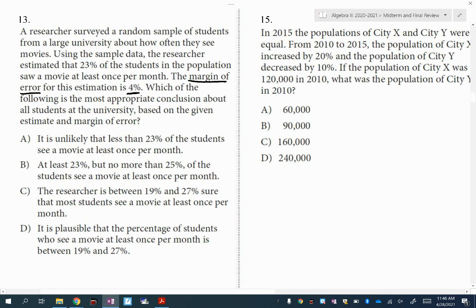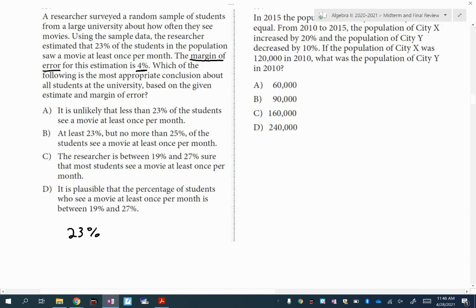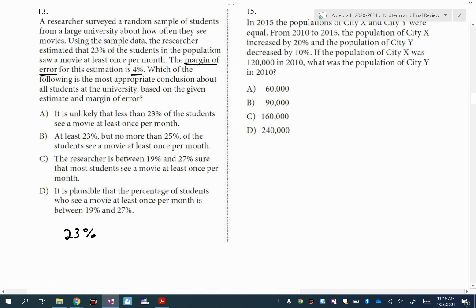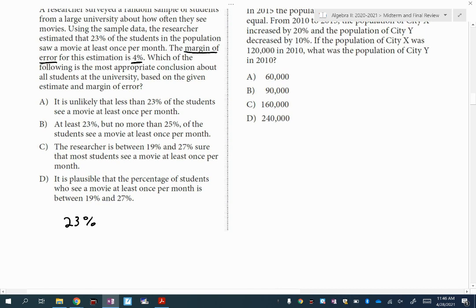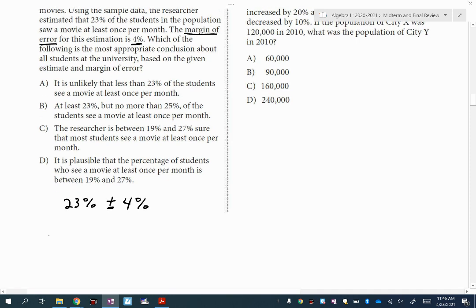That means the researcher thinks it's 23%, right? They think that 23% of these students are seeing a movie at least once per month. But they're not exactly sure it's going to be 23%. So it's plus or minus the margin of error of 4%. That means if we subtract, it could be down as low as 19%, or if we add, it could be as high as 27%.